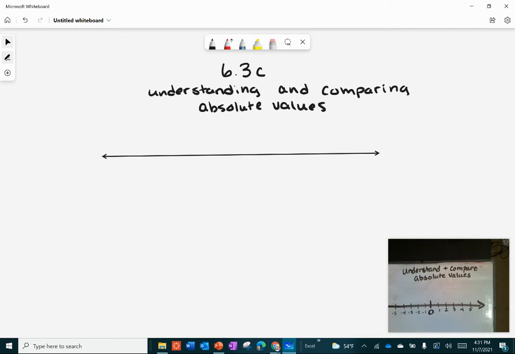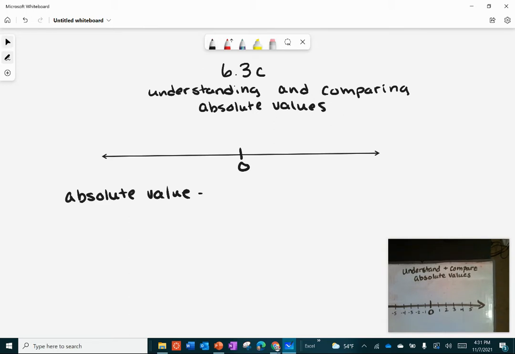Hello, this is our lesson on 6.3C, which is dealing with absolute values, really just understanding what an absolute value is and comparing them. So I want to start with what the definition of absolute value is. Absolute value means it's really just the distance a number is away from zero on the number line.